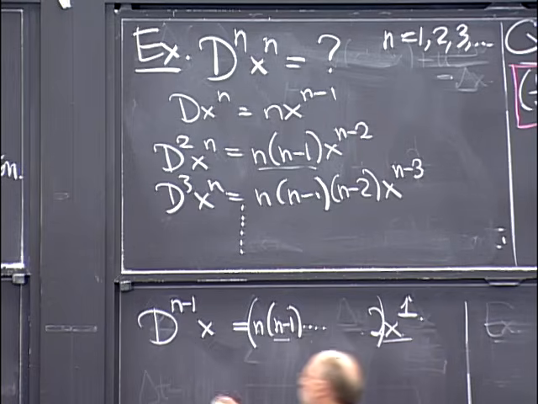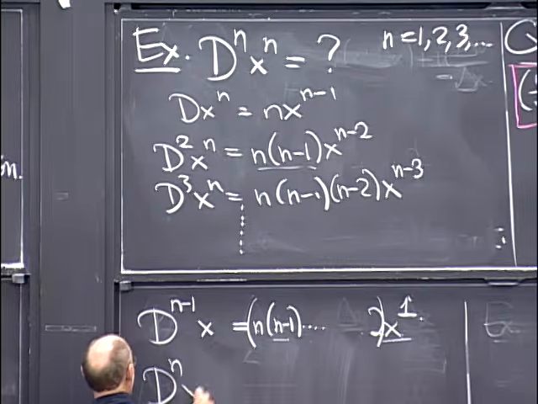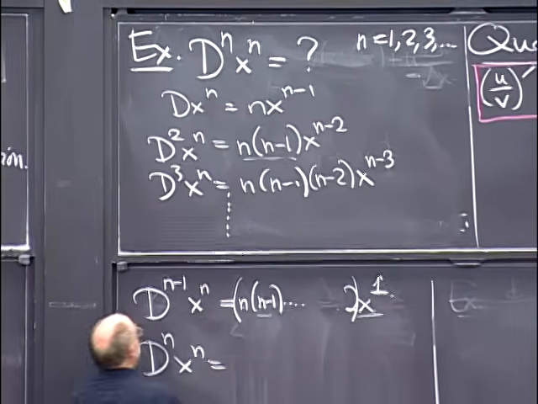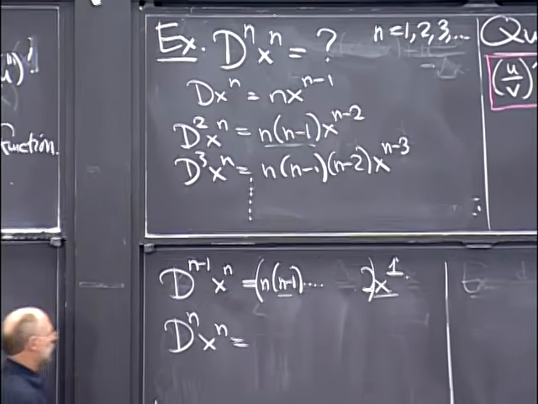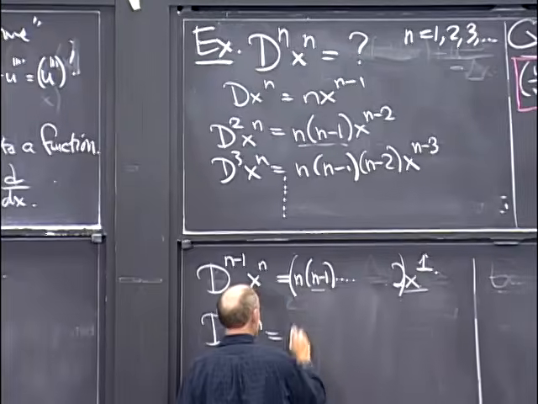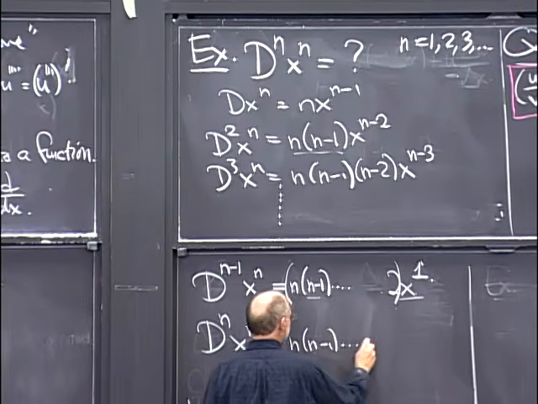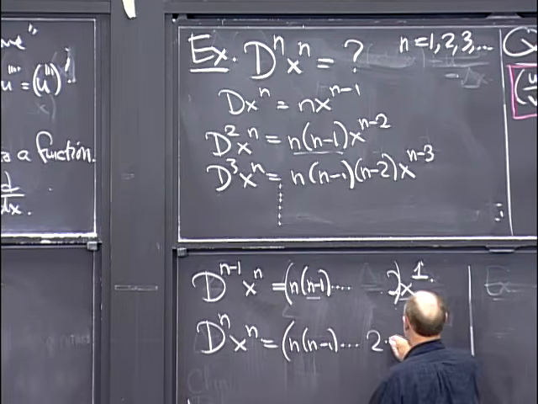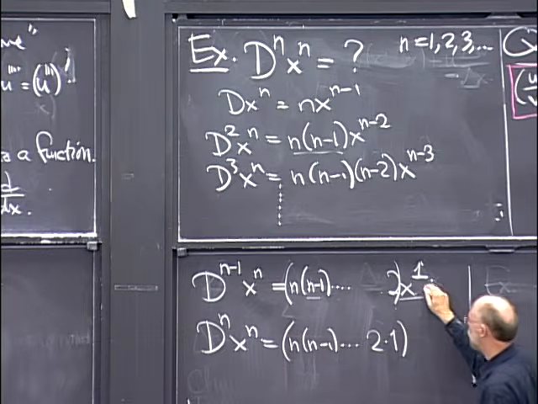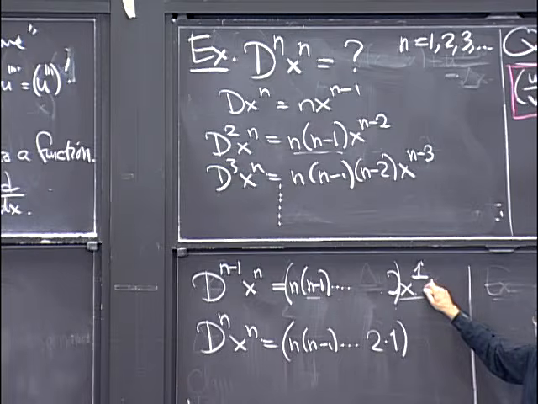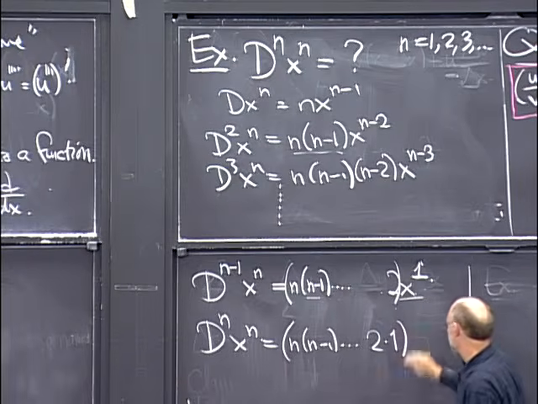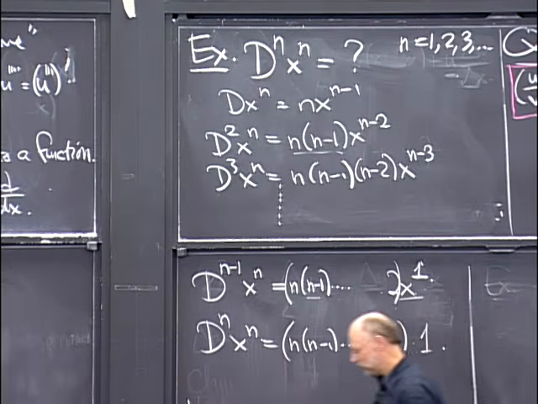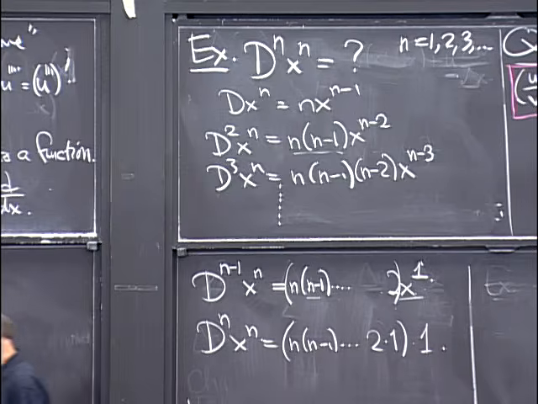And now we can differentiate one more time and calculate what D to the n of x to the n is. So I get the same number, n times n minus 1, and so on, times 2, and then I guess I'll say times 1, times, what's the derivative of x to the 1? 1. So times 1, if you like, times 1 times 1, where this 1 means the constant function 1.